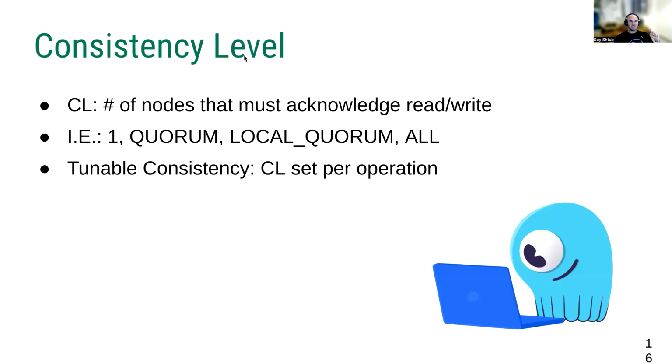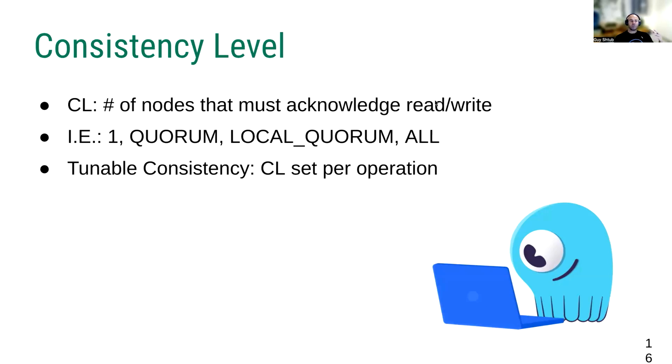So the consistency level, abbreviated as CL, is the number of nodes that must acknowledge a read or a write request. Okay, different possible values for the consistency level can be 1, can be quorum, can be all. There are different values. And the consistency level is determined per query, okay?